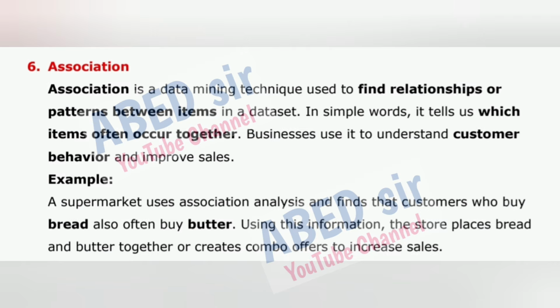Example, a supermarket uses association analysis and finds that customers who buy bread also often buy butter. Using this information, the store places bread and butter together or creates combo offers to increase sales.